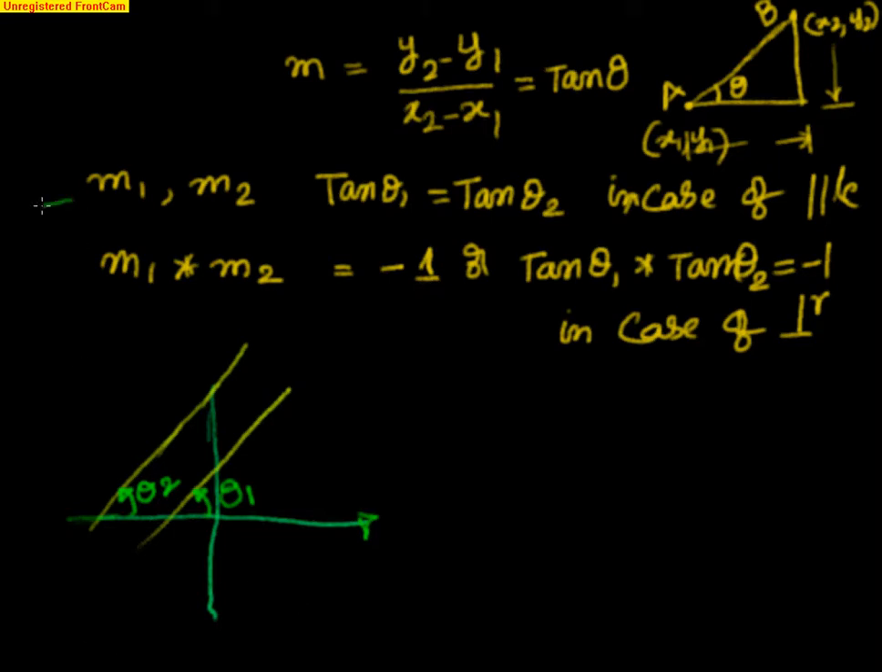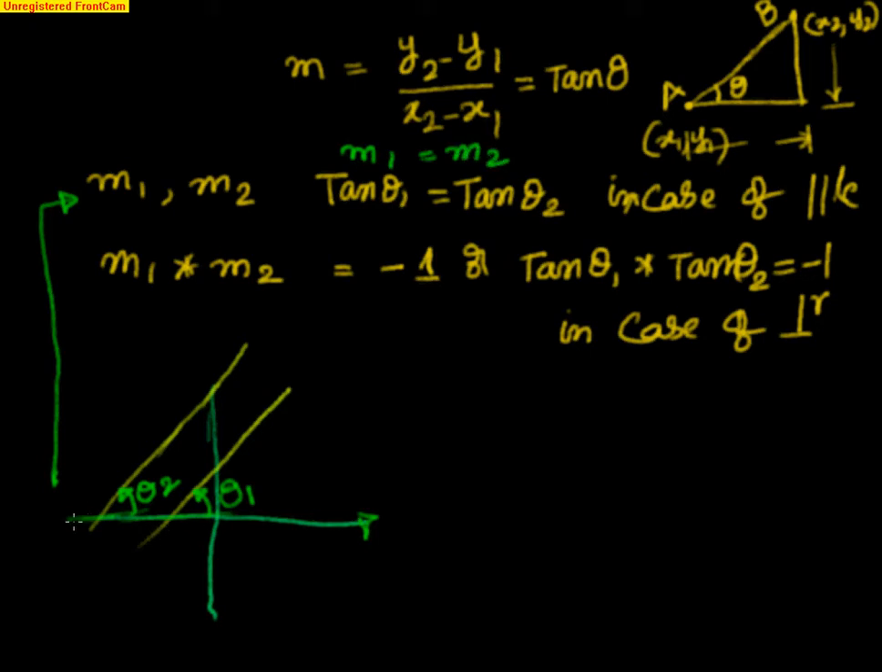Now we want to prove, in case of parallel lines, that tan theta 1 equal to tan theta 2, or theta 1 equal to theta 2. Now you can see that these two are parallel lines and your x-axis is a transversal. You can clearly see that theta 1 is equal to theta 2 because they are the corresponding angles, which proves that tan theta 1 equal to tan theta 2. That's nothing but, in case of parallel lines, m1 is equal to m2.